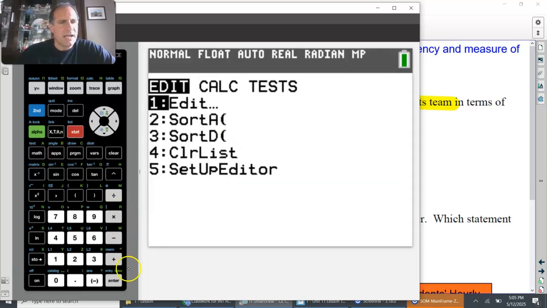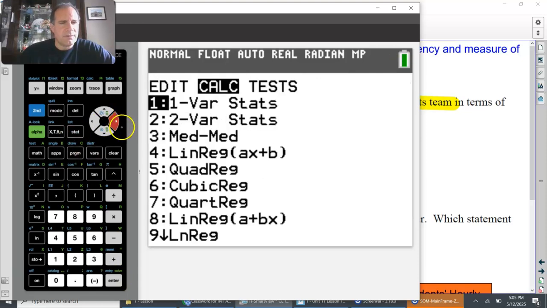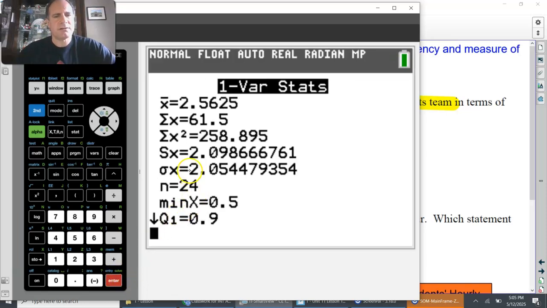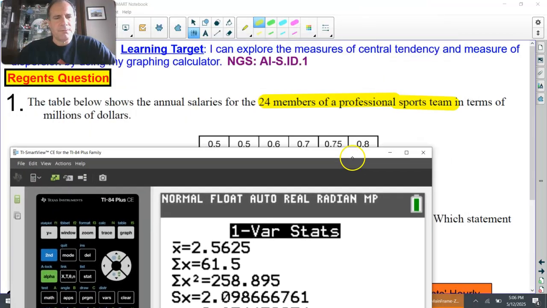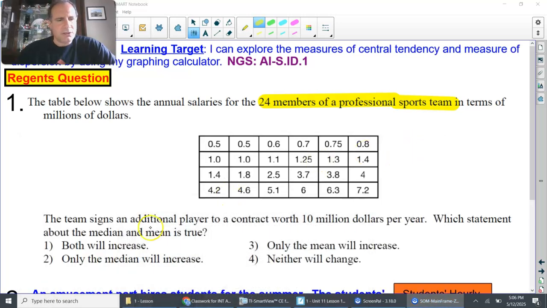So I'm going to press Stat, Enter, Stat, go over to Calc, leave it on 1-Var Stats, and then press Enter 3 times, and we get all of these numbers here. So when we have this, they're asking us, let me put this down here, a team signs an additional player worth $10 million per year. Which statement about the median and the mean is true?